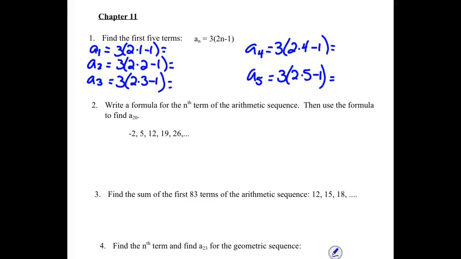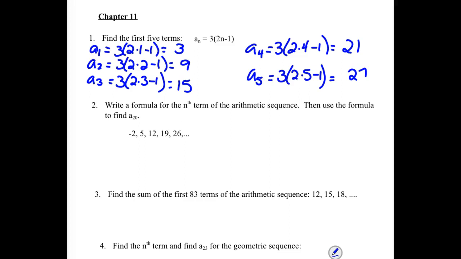All right, so first term, 2 times 1 is 2, minus 1 is 1. 1 times 3 is 3. Second term, 2 times 2 is 4, minus 1 is 3. 3 times 3. Third term, 2 times 3 is 6, minus 1 is 5. 5 times 3 is 15. What do you get for the last two? 21 here and 27?